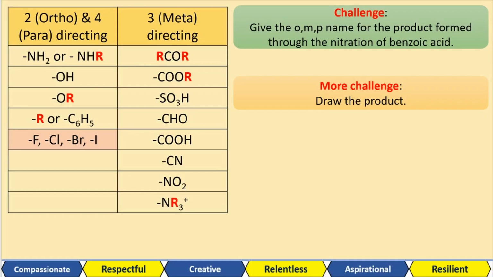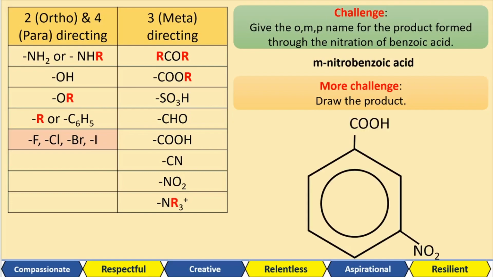The challenge question is asking you, give the OMP name for the products formed through the nitration of benzoic acid. So we've got benzoic acid. Let's look for the group that is directing. The carboxylic group is a 3 directing group. So we're going to have a 3 directed substance. And it's a nitration, so that's 3-nitrobenzoic acid. But it's asking us to give the OMP name. So that will be M-nitrobenzoic acid. And if we draw that substance, we've got our carboxylic group on the 1 position. We'll just go to the meta position. That gives us M-nitrobenzoic acid.